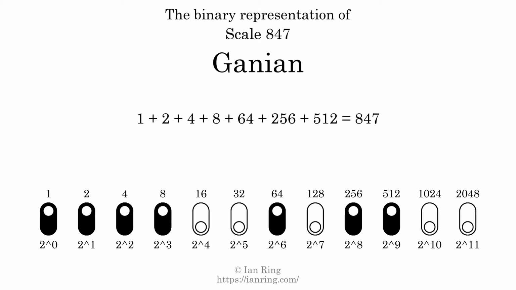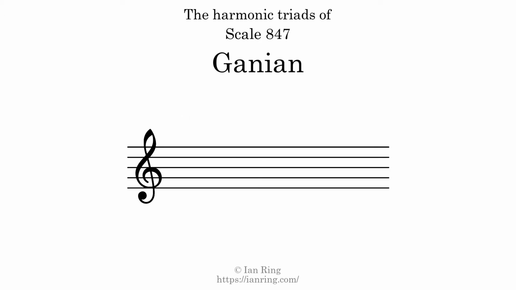The scale number not only enumerates the scale with a unique index, but it also literally describes the tonal content of the scale. Represented as a binary number in base 2, the scale number is 001101001111. Here are the harmonic triads present in this scale.